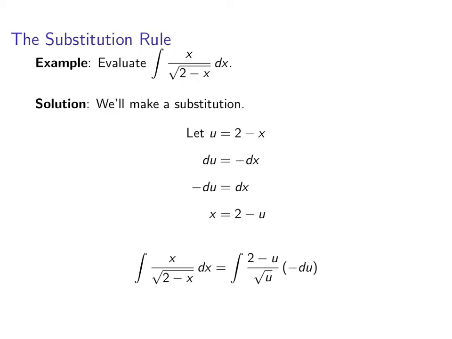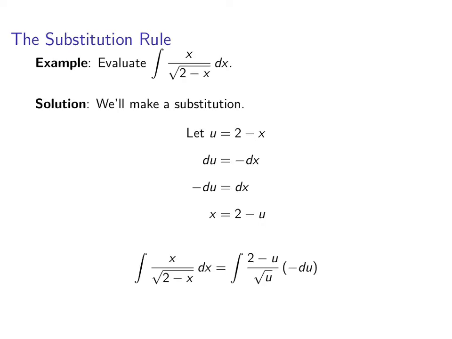So if we do that, we can replace all the pieces. Now the integral of x over square root of 2 minus x dx, you can see the replacement of each piece. The x in the top turns into 2 minus u. The square root of 2 minus x in the bottom turns into square root of u. And the dx turns into negative du. Remember, when you make the transformation from an x integral into a u integral, you have to do it all at once. Find out what each piece turns into when changing into a u.